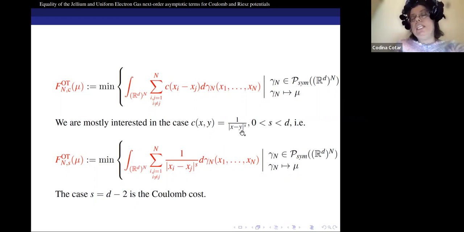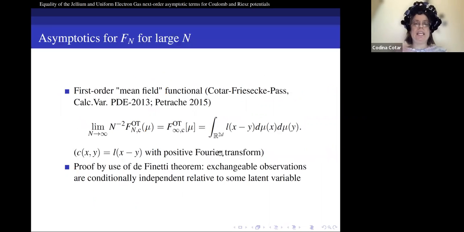So this was the three-dimensional Coulomb. And in general, it doesn't cost that much more to look at the more general Riesz case, where instead of 1 over the norm of x minus y, I look at 1 over the norm of x minus y to the power s, where s is between 0 and d. For this case, I'm going to use the notation F_N^s(μ). Okay, so let's see what kind of result we can get in this case.